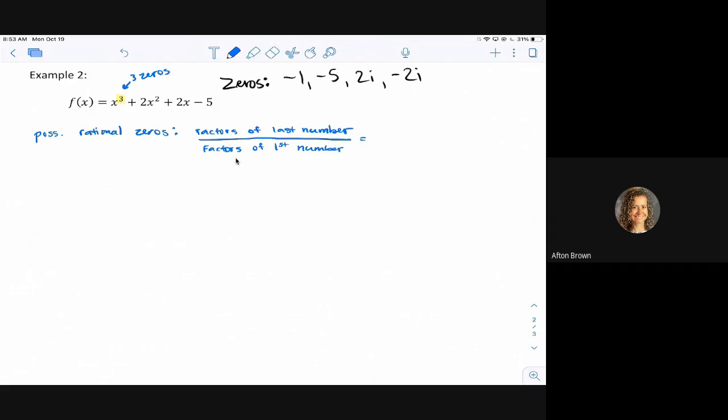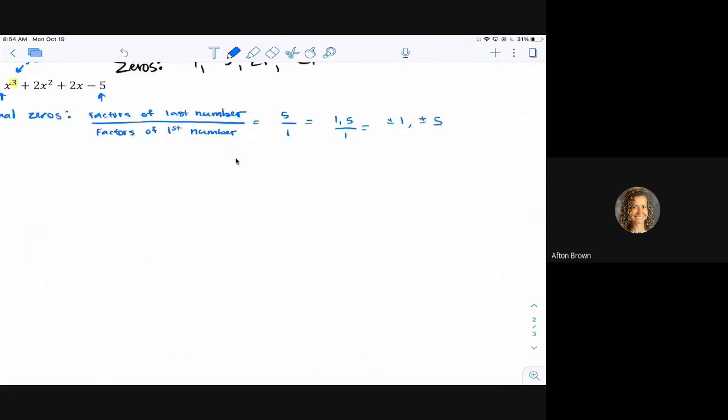So the last number is the 5. Don't worry about the negative because we're going to do a plus or minus anyway. And then the first number is a 1. So we need all of the factors of 5 over the factors of 1. What numbers can divide 5? 1 and 5. What numbers can divide 1? 1. So our list would be plus or minus 1 or plus or minus 5.